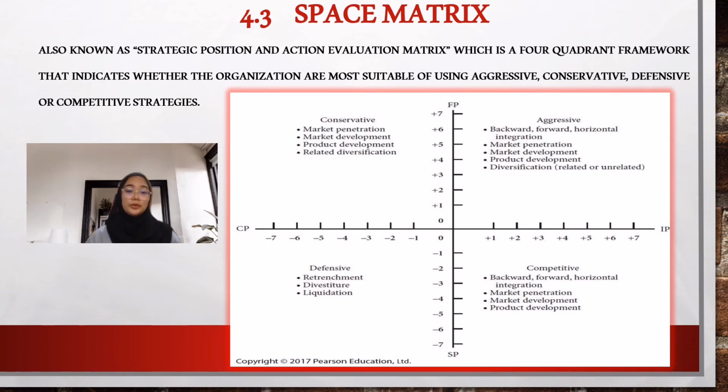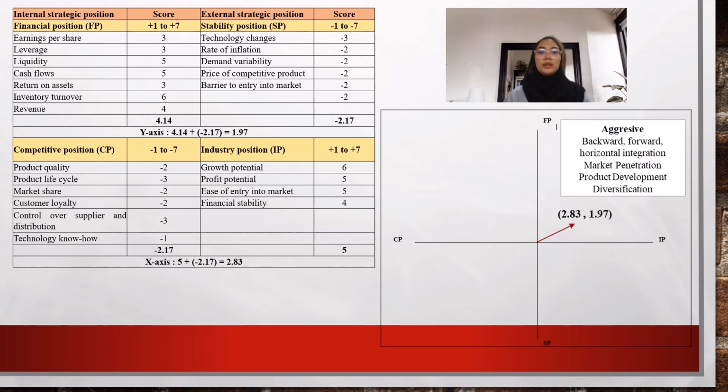The SPACE matrix has a 4-quadrant framework that indicates which strategies the organization is most suited to use, and among them are aggressive strategies, conservative strategies, defensive strategies, and competitive strategies. For the next part, I will explain more about the calculation of the SPACE matrix in the table.